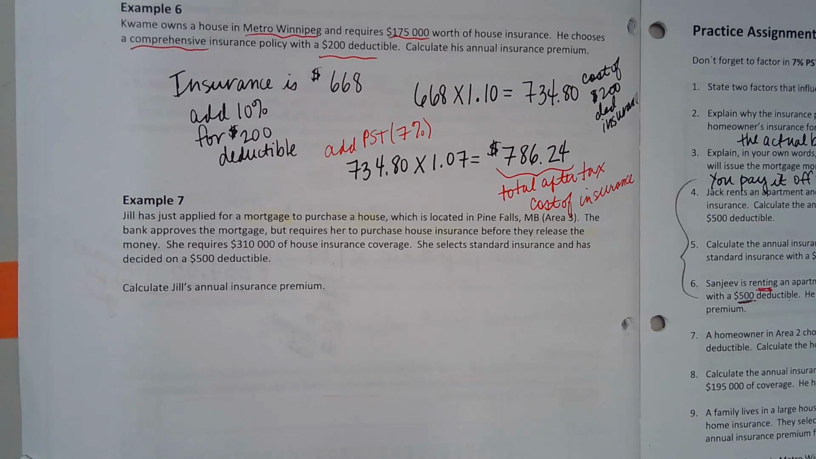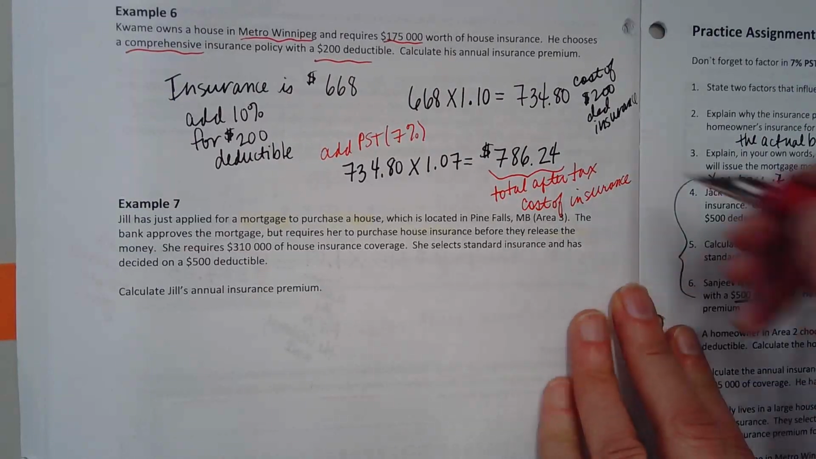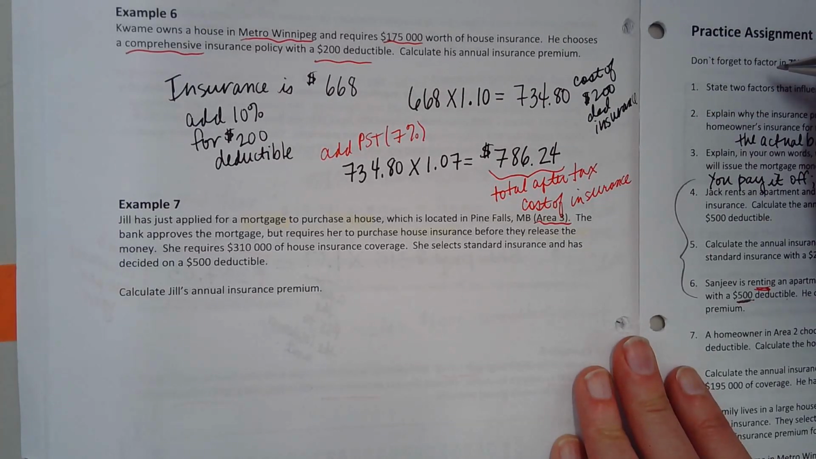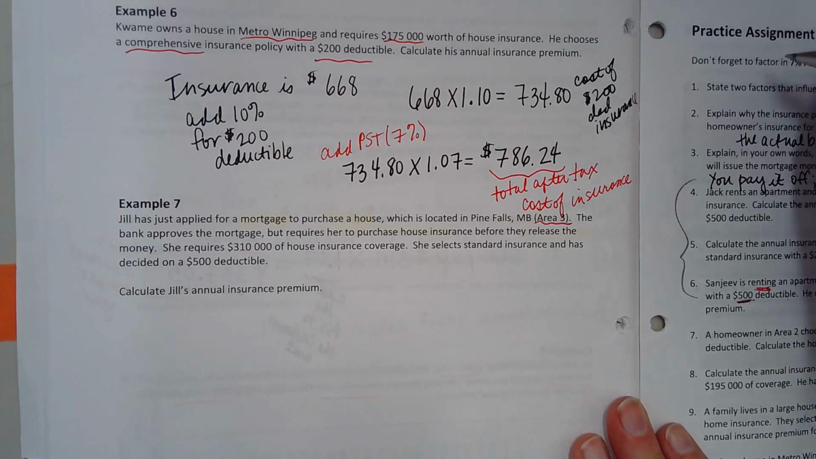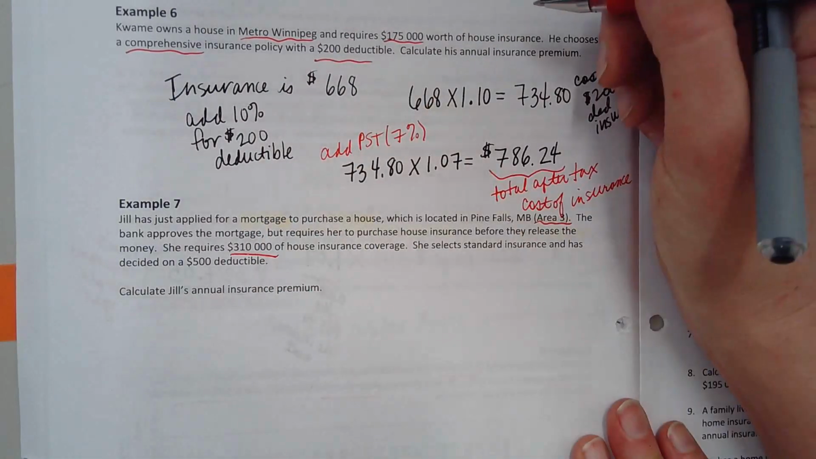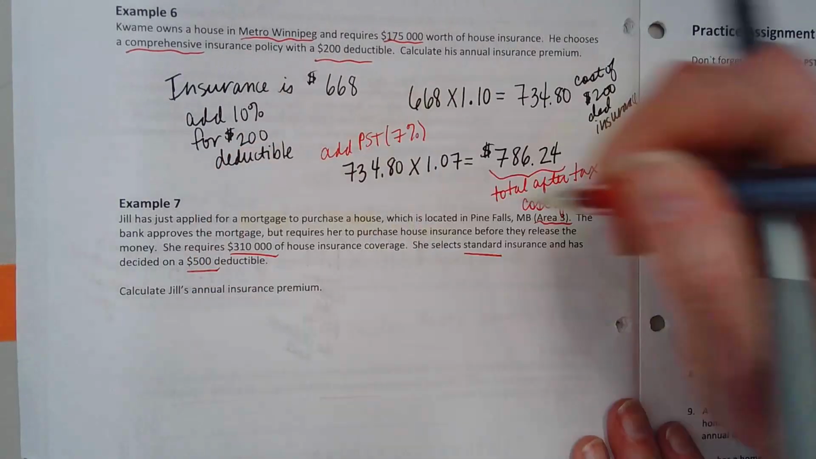Jill has just applied for a mortgage to purchase a house located in Pine Falls, Area 3. You'll always be told the area, right? You never have to guess that. The bank approves the mortgage but requires her to buy house insurance. She requires $310,000, that looks like a really big number, standard, 500 deductible.